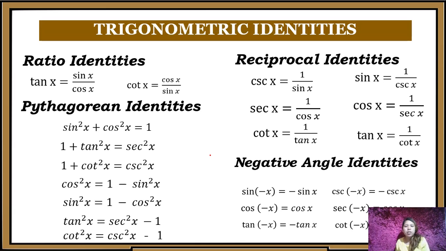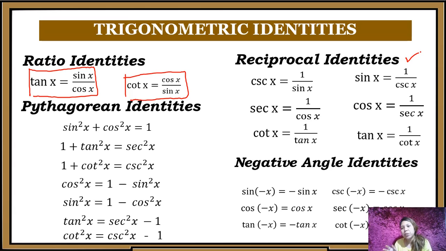Okay. So, these are the trigonometric identities. The very basic one is the ratio identity. We have tan x equals sine x over cos x, as well as cotangent x is cos x over sine x. Take note that cotangent is just the reciprocal of tangent. So that's why cotangent is cosine over sine, since tangent is sine over cos x.